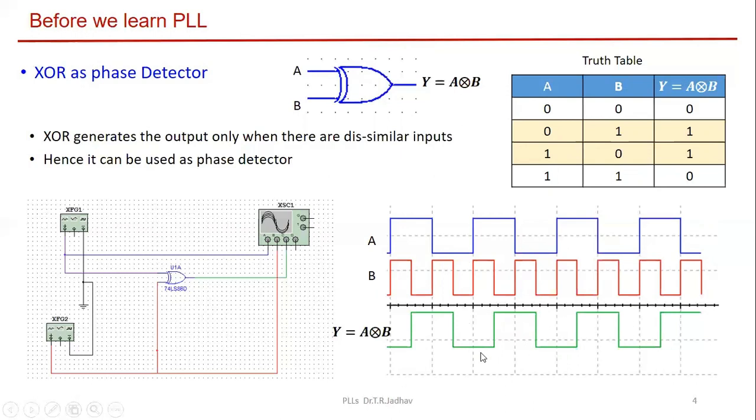So this will continue. In short, because of its ability to detect dissimilar inputs, we can use the XOR gate as a phase detector. Remember, the output is proportional to the phase difference between the two inputs. And as I told you on the previous slide, you can later give this output to the low-pass filter, which acts as an integrator or averaging circuit, and gives us the proportional voltage directly.